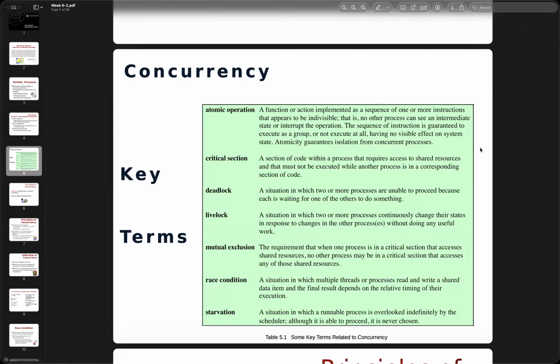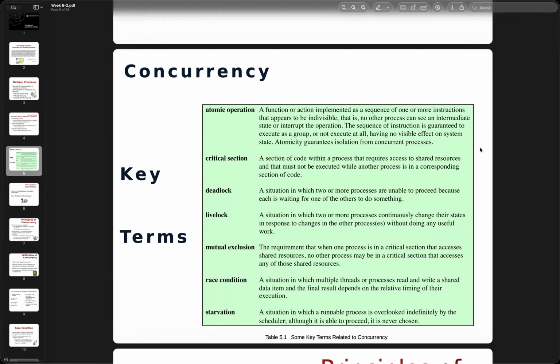And the deadlock. So here's the situation: two or more processes are unable to proceed because each of them is waiting for one or the others to do something. None of them can move on to the running stage, as they are each waiting for an event, and we enter a deadlock. For livelock, two or more processes continuously change their state in response to changes in the other process without doing any useful work. That is called livelock. With deadlock, no one can proceed. With livelock, they keep switching, but actually are doing nothing.